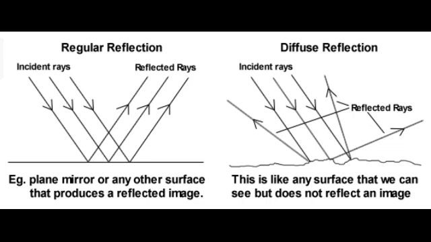Regular reflection and diffuse reflection of light. In regular reflection, a parallel beam of incident light is reflected as a parallel beam in one direction. A regular reflection of light occurs from smooth surfaces like that of a plane mirror or highly polished metal surfaces. In diffuse reflection, a parallel beam of incident light is reflected in different directions. The diffuse reflection of light takes place from rough surfaces like that of paper, cardboard, chalk, table, etc.